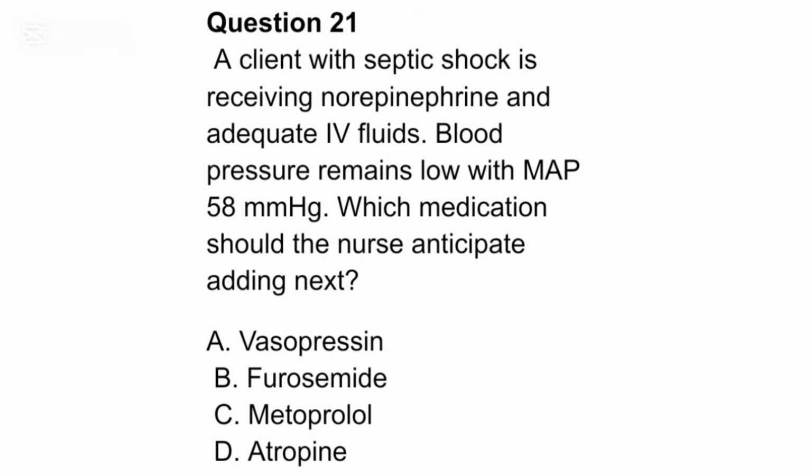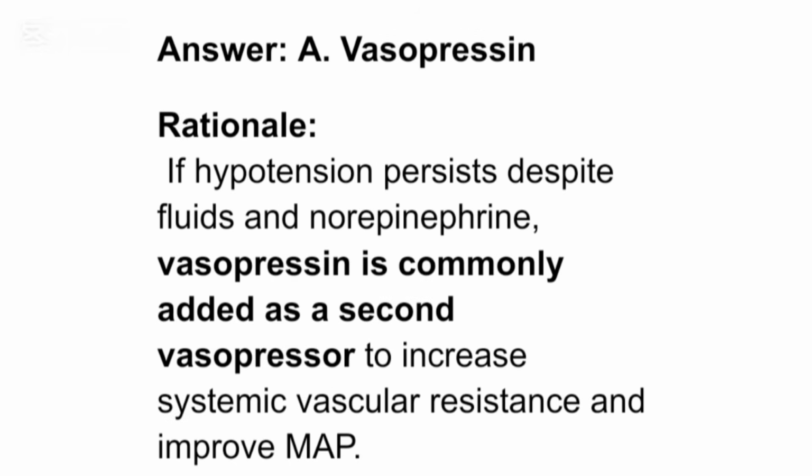Question 21. A client with septic shock is receiving norepinephrine and adequate IV fluids. Blood pressure remains low with MAP 58 mmHg. Which medication should the nurse anticipate adding next? A. Vasopressin. B. Furosemide. C. Metoprolol. D. Atropine. The answer is A. Vasopressin. Rationale: If hypotension persists despite fluids and norepinephrine, vasopressin is commonly added as a second vasopressor to increase systemic vascular resistance and improve MAP.